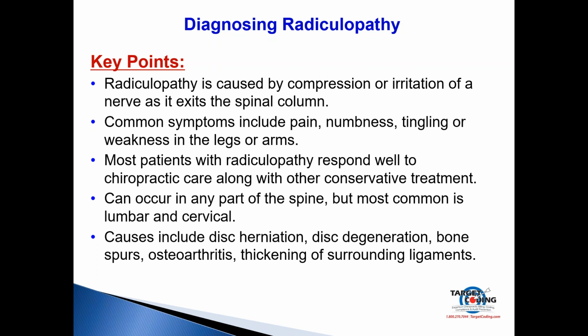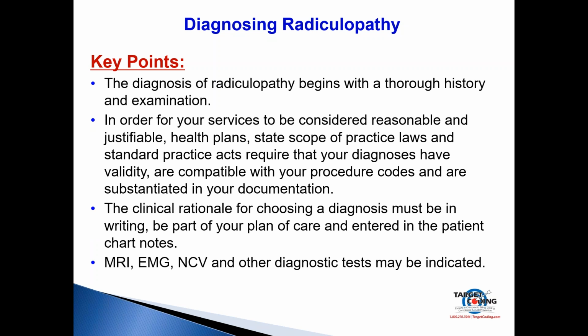Radiculopathy, nerve root compression, can be caused by many things. Spurs, osteoarthritis, herniated discs, bulge discs, protruded discs, extruded discs. So how do you diagnose a patient with a radiculopathy? You always want to code to the highest degree of specificity. So you don't want to diagnose a patient with a radicular type of condition if they don't have it. So it all begins with a thorough history and exam.